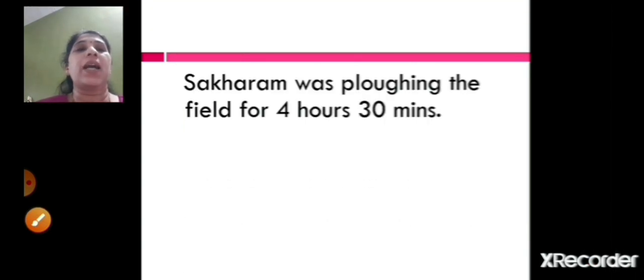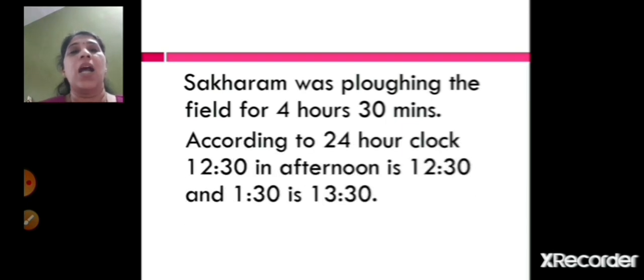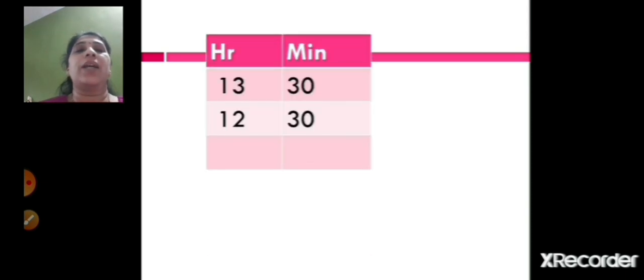So now what will we do? We will write: Sakaram was plowing the field for 4 hours 30 minutes. So one part of the problem we have done. Now the second part. According to the 24-hour clock, 12:30 in the afternoon is 12:30, and 1:30 is 13:30, that is, 12 plus 1 becomes 13. So 13:30. From 12:30 to 1:30 it becomes how much? 1 hour, right?